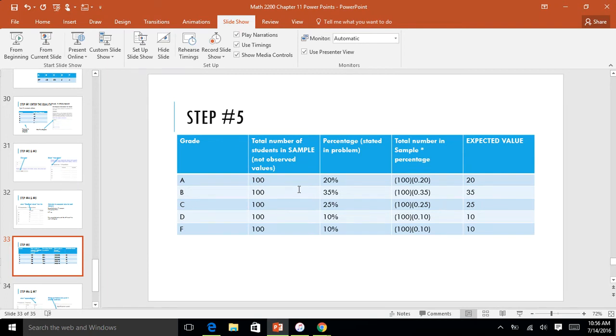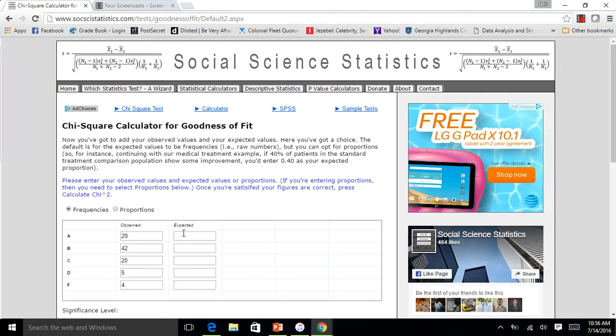Okay, it was different than last time, remember? Because she believes her proportions are different. And honestly, in the real world, this happens in classes, especially in intro level classes. You don't get that pretty normal distribution. You kind of get a skewed distribution. So let me go back to my website and I'm going to put in my expected.